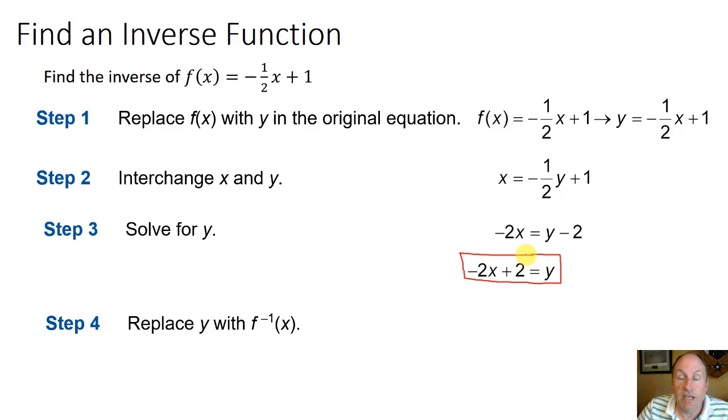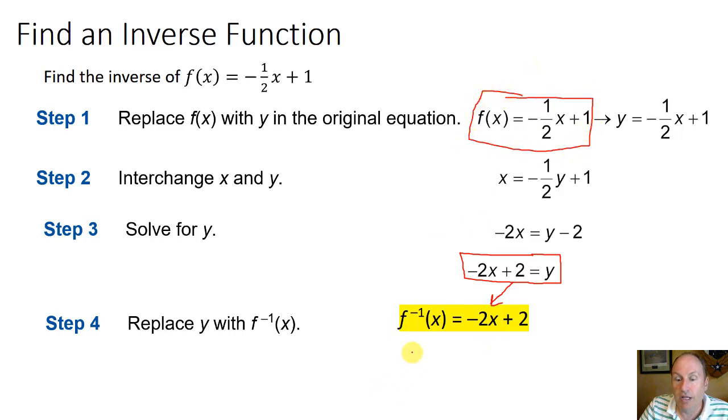Now we need to turn that into the inverse function itself. It's a bit of a technicality, but in the end we get f inverse of x equals negative 2x plus 2. So the inverse of this linear function, negative 1/2 x plus 1, is f inverse of x equals negative 2x plus 2. Let's look at that graphically just to make sure we got it right.